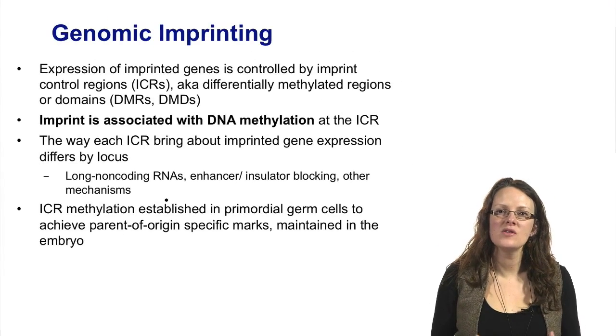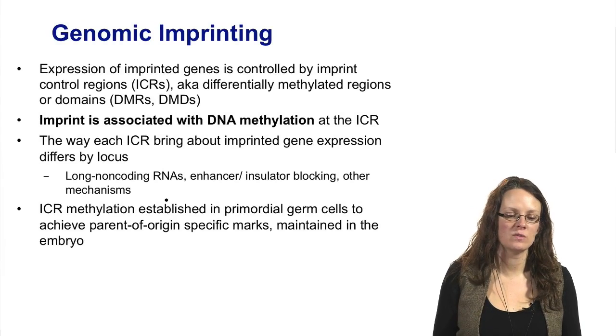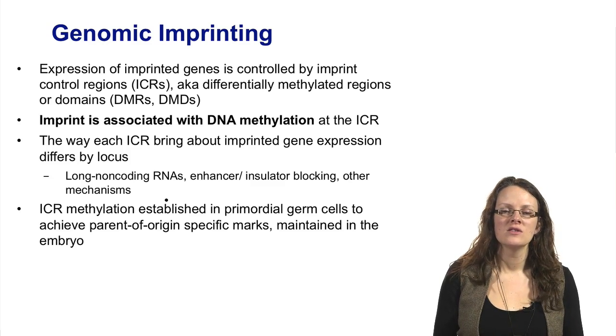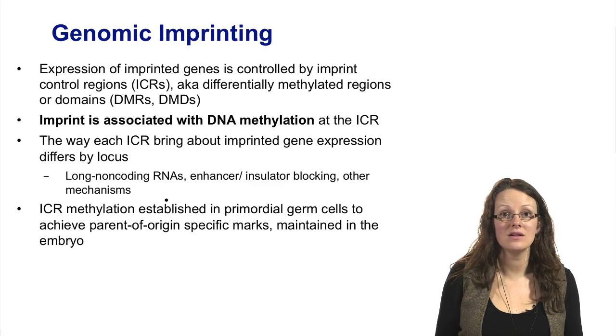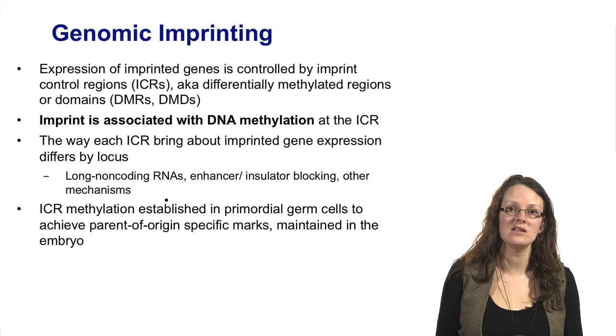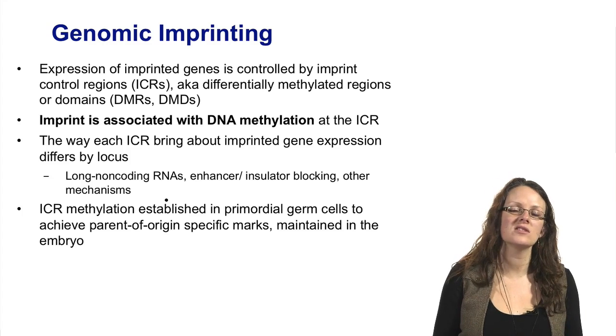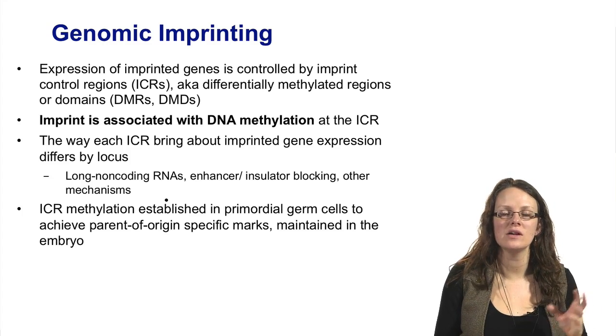So how do you get this parent of origin specific gene expression? Well, the first thing is that you have a controlling element. They're imprint control regions, or ICRs, otherwise known as differentially methylated regions, DMRs, or differentially methylated domains, DMDs, or sometimes imprint control elements, ICEs. They all essentially mean the same thing. So if you're reading an article, you can think that they're basically synonymous.